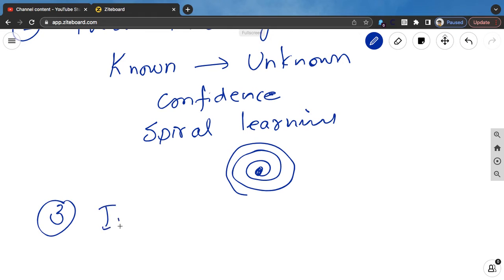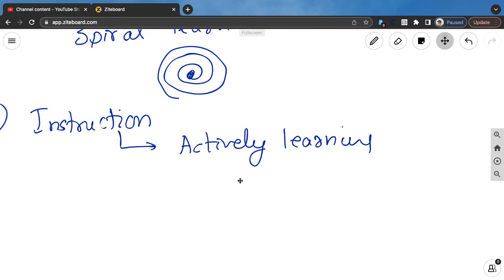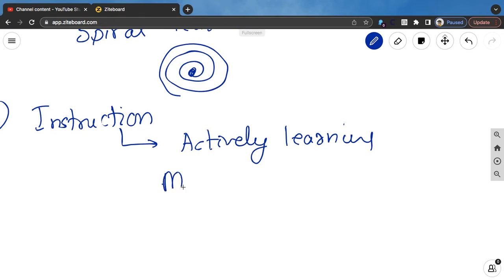Now comes your main instruction or your main explanation, right? Now we encourage teachers to make sure students are actively learning. What is the meaning of actively learning? Do I have to physically make them move in the class? No. They should be mentally alert, in addition to being physically present in your class. And how do we do that?